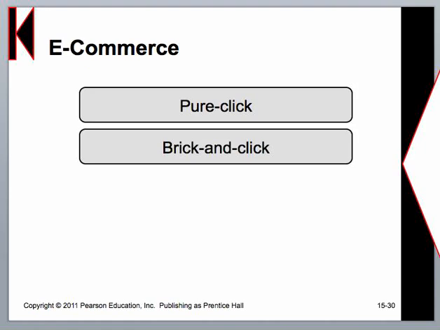E-commerce: pure click, Amazon; brick and click, Barnes and Noble. E-commerce is a means of distribution, a means of promotion. Think of this: a website is really a store. It is digital, but it's a store. And its advantage is it's everywhere all the time, 24 hours a day, 7 days a week. Now, it's not perfect because you can't touch the product and you can't physically talk to people.